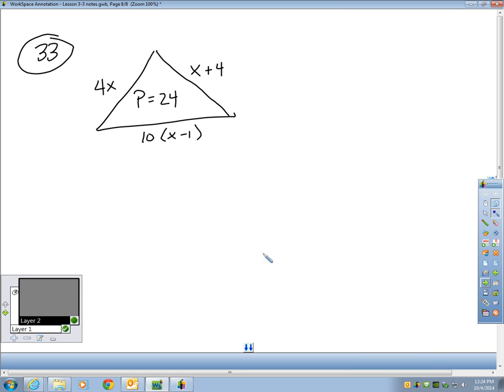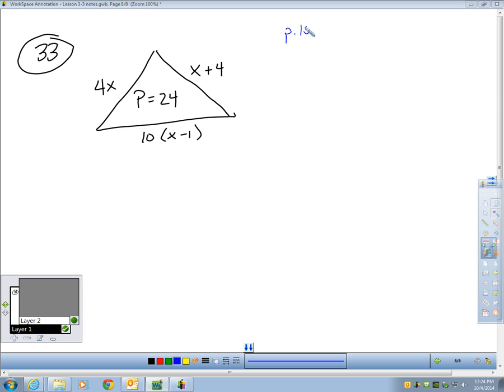One last problem, number 33 in the bookwork, another perimeter type question. This is on page 151, by the way. We'll just quickly set this up and get it going. I don't know if I'll solve it all, but perimeter, according to number 33 of this triangle, is 24. They gave me 3 sides. One side is x plus 4 feet, the other side is 4x feet, and the third side is 10 parentheses x minus 1 feet. Remember, perimeter means if I add up all 3 sides, I should be getting 24.